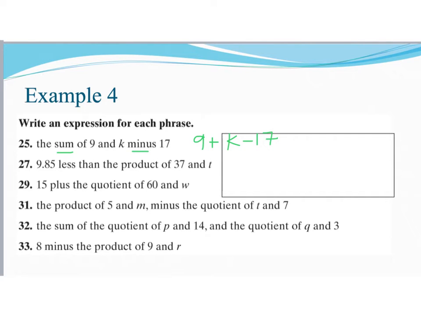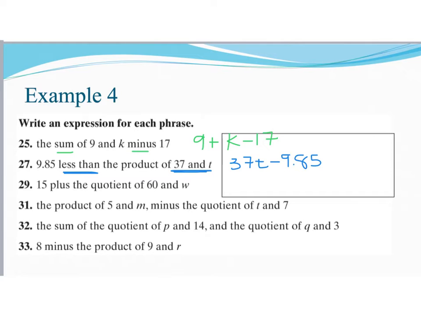For number 27, it says 9.85 less than the product of 37 and t. So this is a multiplication, and because I'm going less than that amount, that means I have to subtract the 9.85 from the product of 37t. So I have 37t minus 9.85.